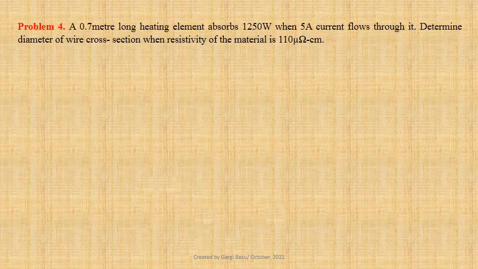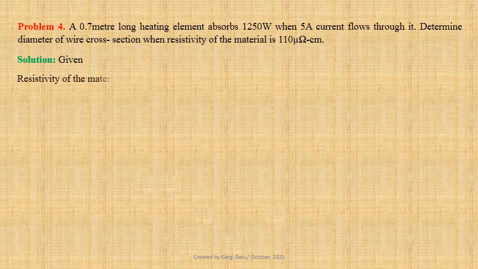A 0.7 meter long heating element absorbs 1250 watts when 5 ampere current flows through it. We have to calculate the diameter of the wire cross section when the resistivity of the material is 110 micro ohm centimeters. Let us first write down the given data.